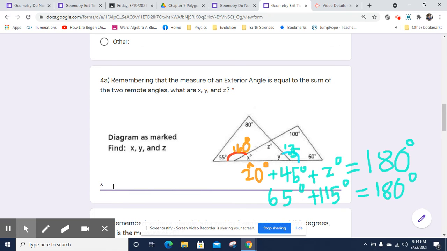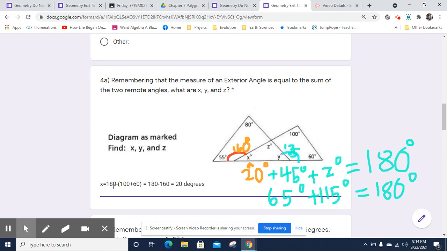So x equals 180 minus the sum of 100 plus 60, which is going to equal 180 minus 160, which equals 20 degrees. That's not an equal sign, but it's supposed to be. There, now it will be.